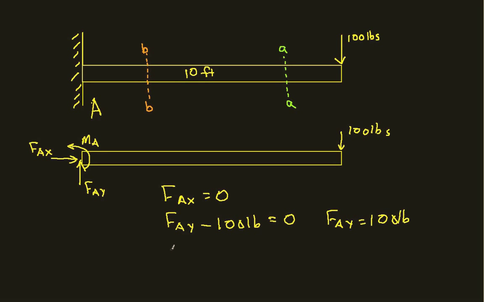And finally, let's look at the moments about point A. We have MA minus 100 pounds. That's basically this force here. It's acting on a moment arm of 10 feet. And that's equal to 0, which tells us that MA is equal to 1,000 foot-pounds. Okay, so there you have it. We now know what the forces on the beam are. So let's find then the internal forces when we cut the beam at AA.